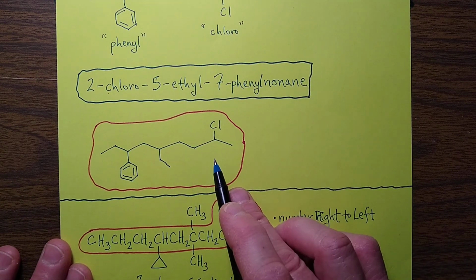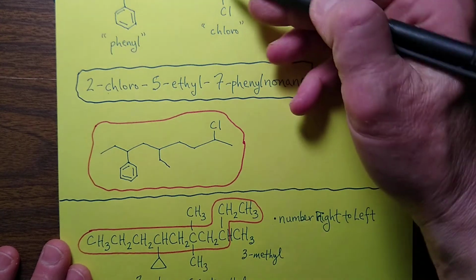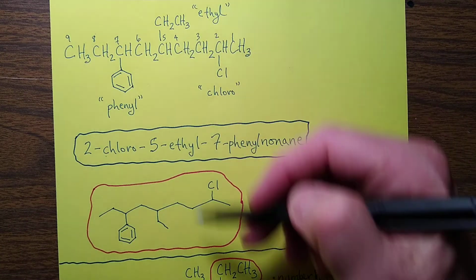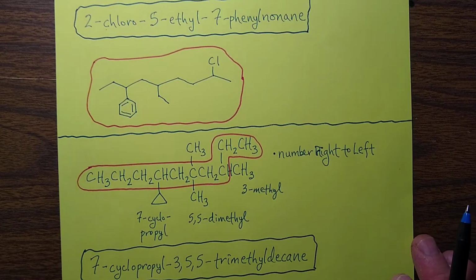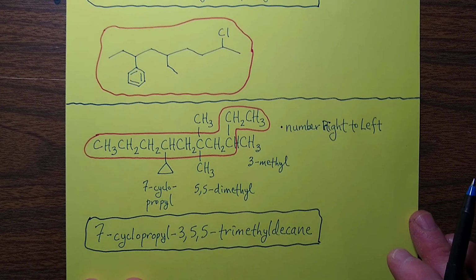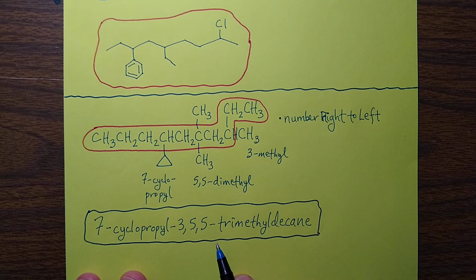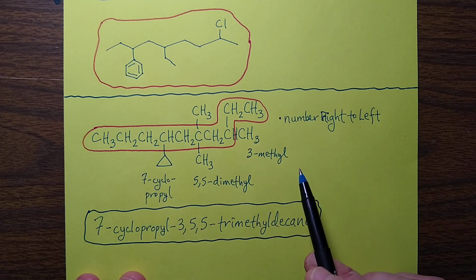And here's the line angle drawing of this. So again, I'll leave that up to you to go from here to here and back and forth. Either way. This one here has a rather funny looking name. 7-cyclopropyl-3,5,5-trimethyldecane. Why is that here?